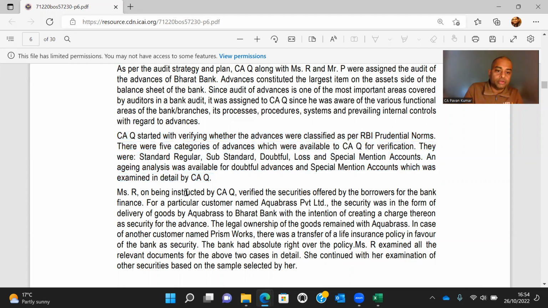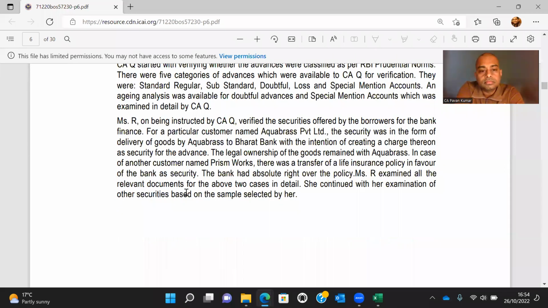Okay, next, continue. Mr. R, on being instructed by CAQ, verified the securities offered by the borrowers for bank finance for a particular customer named Aqua Brass Private Limited. Now, the first case study is coming. So you should know that here there can be one MCQ. There is a customer named Aqua Brass Private Limited. The security was in the form of delivery of goods by Aquabras to Bharat Bank with the intention of creating a charge thereon as a security for the advance.